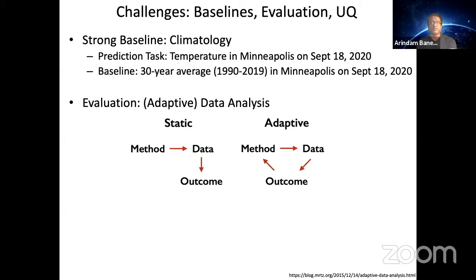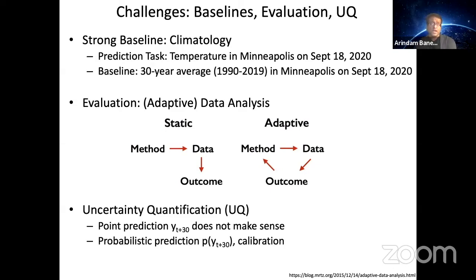A good development has happened in ML on adaptive data analysis and how to avoid it. And then we need to quantify uncertainty. Nobody's really looking for a temperature in Minneapolis 30 days down, but you have to be able to characterize the distribution, which is what we saw from the NOAA setup. All right, so there are a lot of challenges, and we are at the early stages of the project.